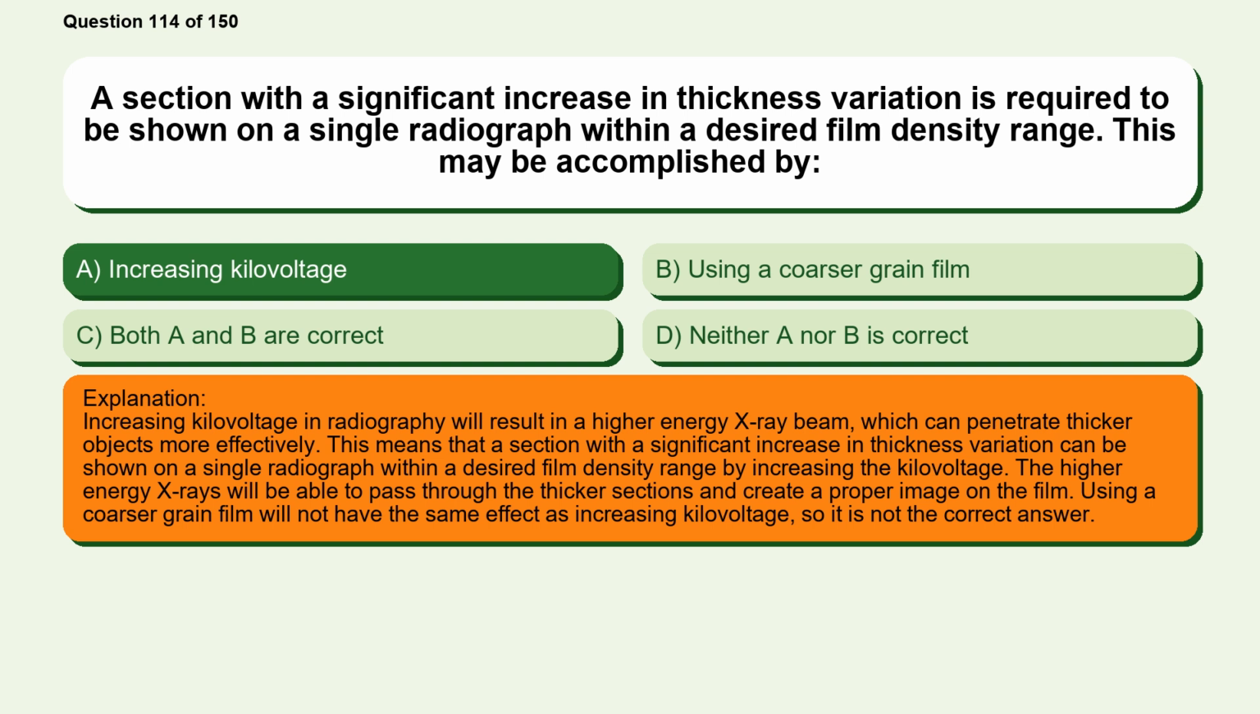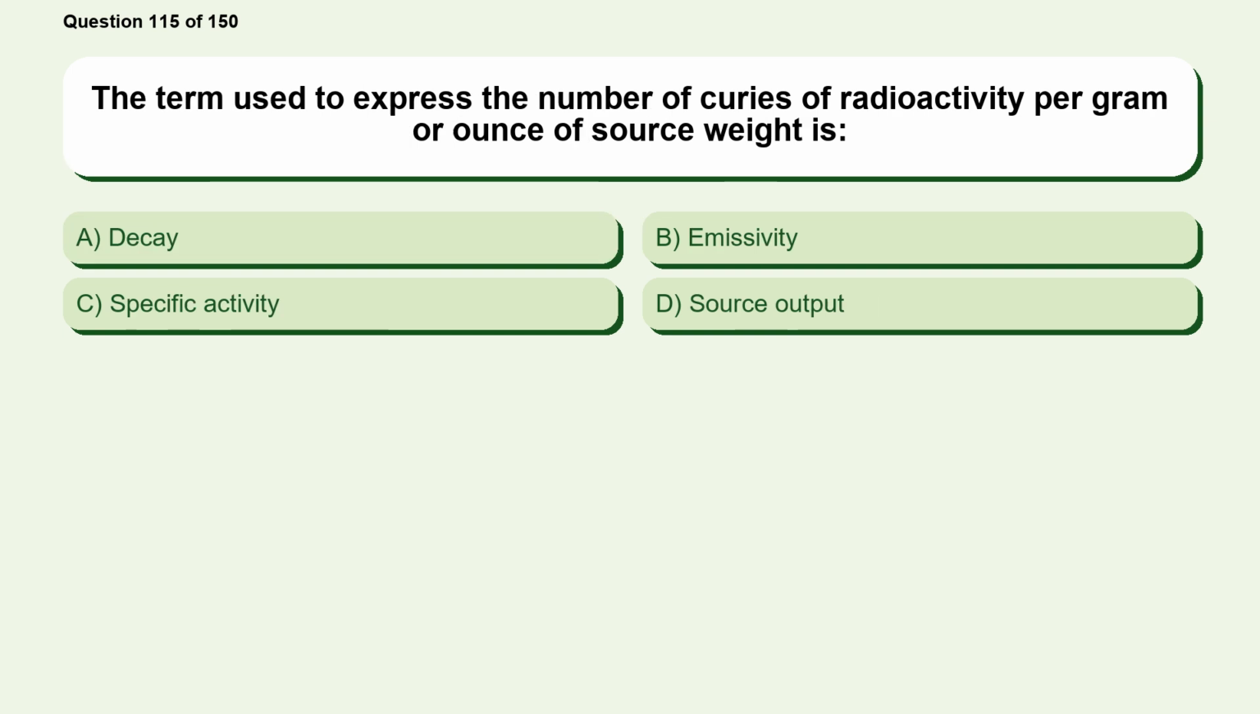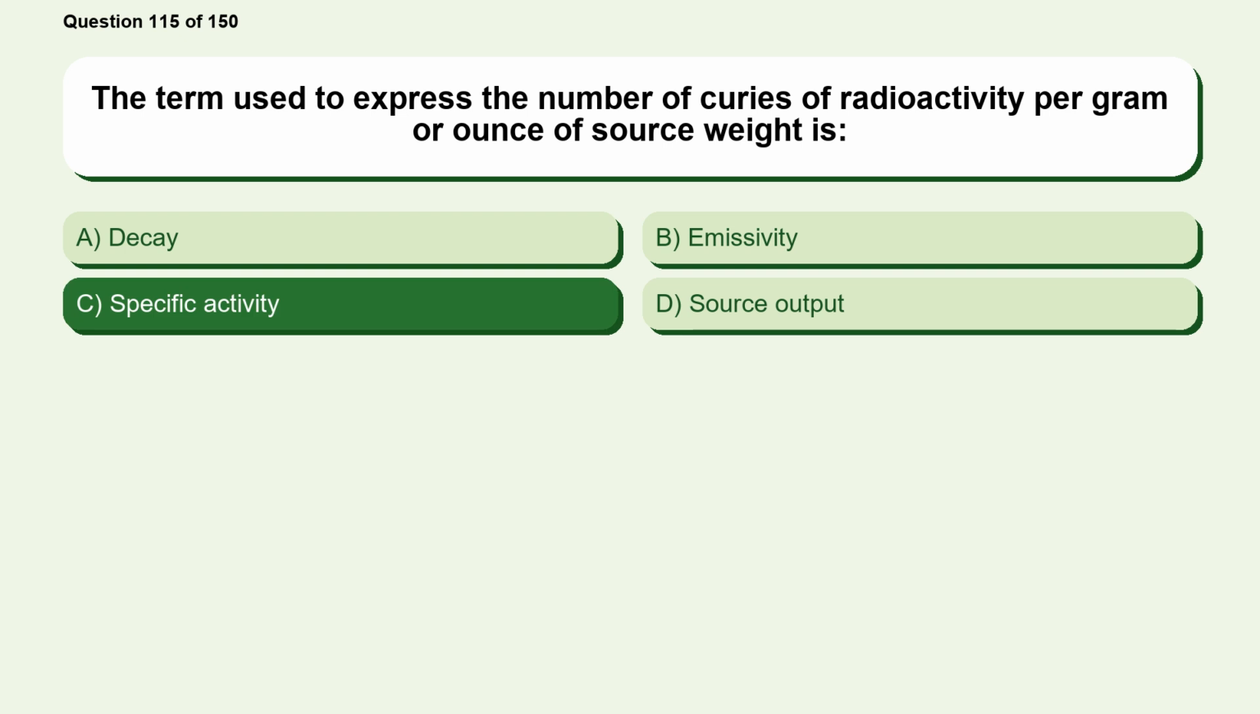Question 115. The term used to express the number of curies of radioactivity per gram or ounce of source weight is Option A, decay. Option B, emissivity. Option C, specific activity. Option D, source output. The correct answer is option C, specific activity.